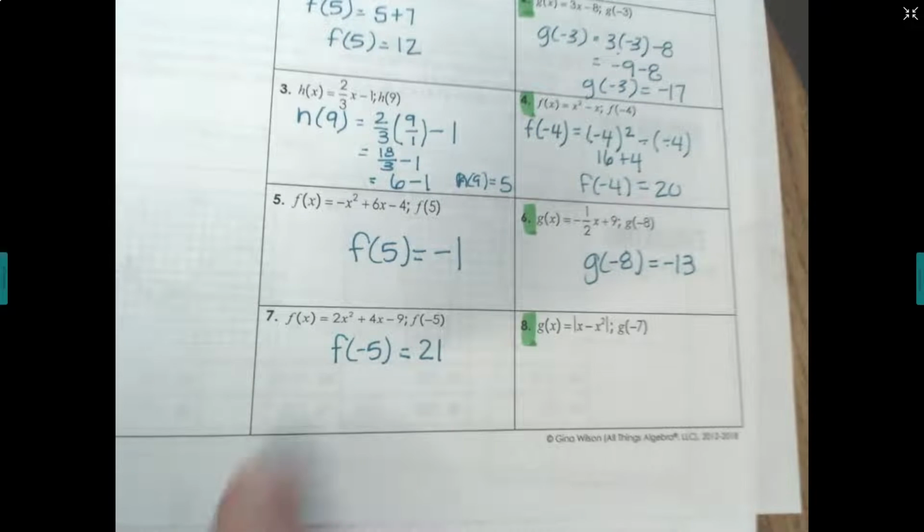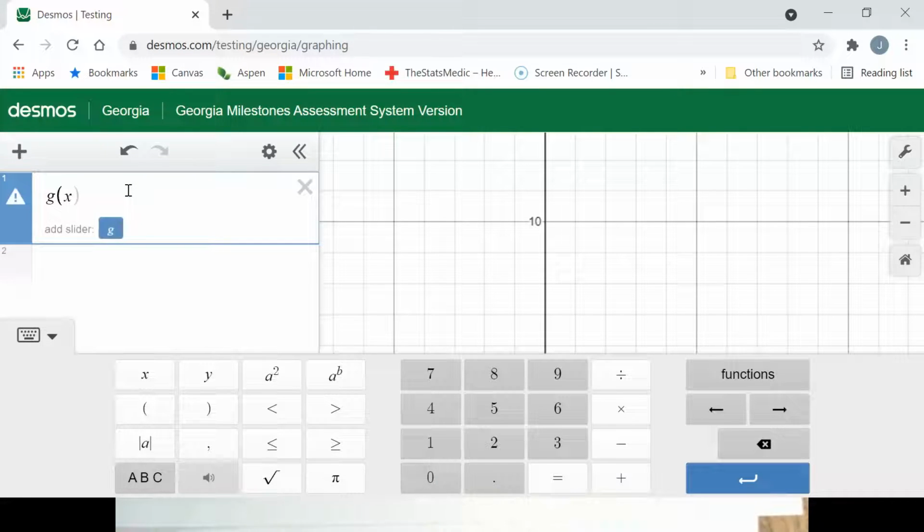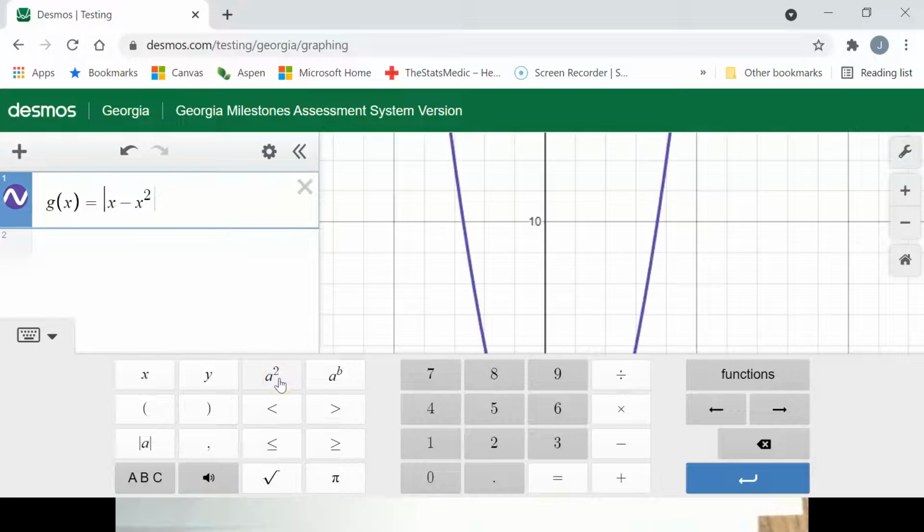All right, so using Desmos, you should have gotten f of negative 5 equals 21. I want to show you how to put this last one in. It's called an absolute value. So let's go over and open up Desmos. Okay, so number 8 starts g of x. So you got to make sure you have it typed in with the function notation. Now our absolute value, open up your keyboard if you haven't. Here's your absolute value right above the ABC. If you just click it, it gives you the 2 vertical bars. And we have x minus x, and then we're going to square it right here.